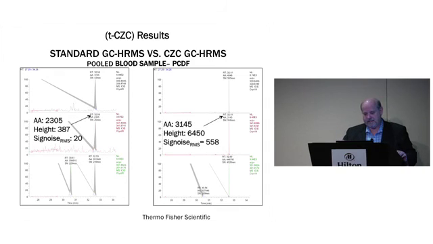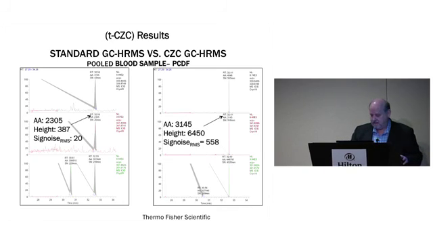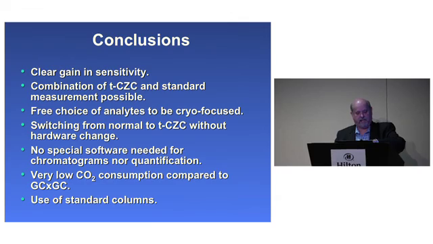Just to show you, it's not just TCDD. This is one of the pentadibenzofuran 23478. And we get the same kind of tremendous sensitivity increase in a real blood matrix. So there is a clear gain in sensitivity from the technique. The combination of this time-controlled cryogenic zone compression and standard measurement is possible.